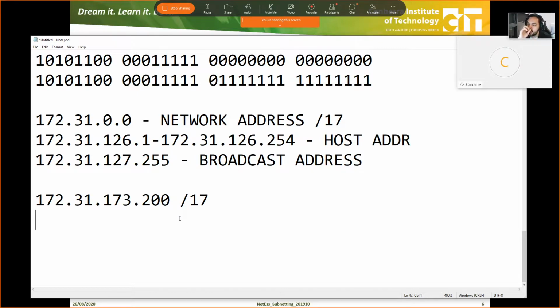So 1010 1100, and then it'll be 000 and 5 ones. Then this 173 is 1010 1101.